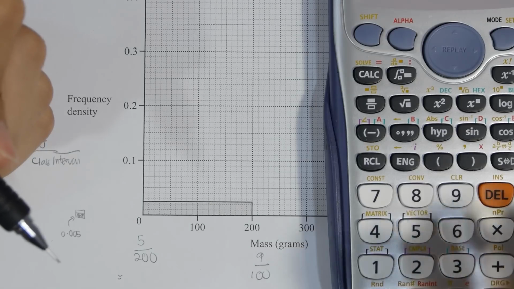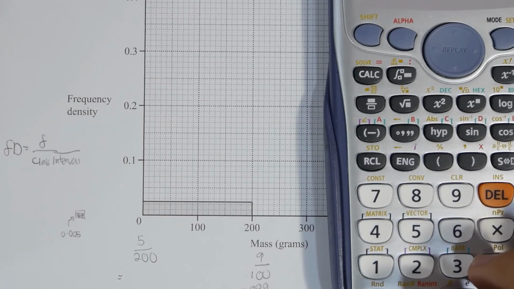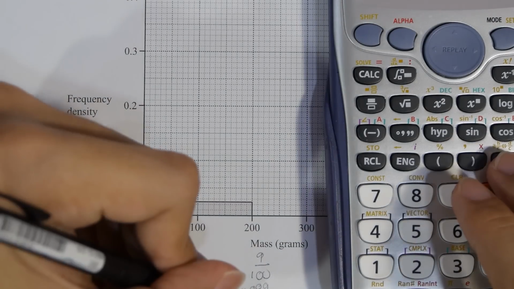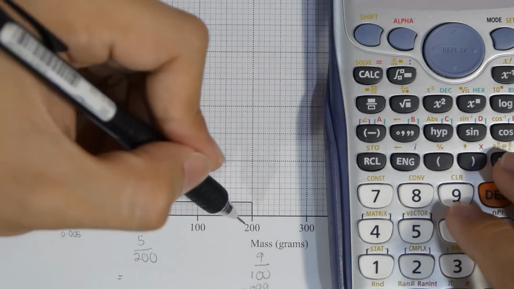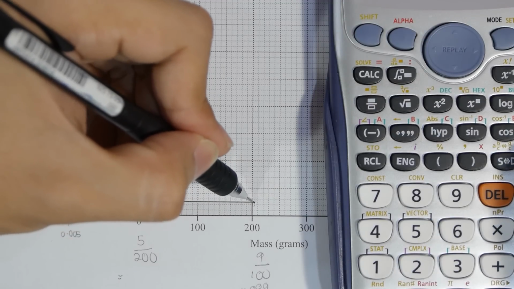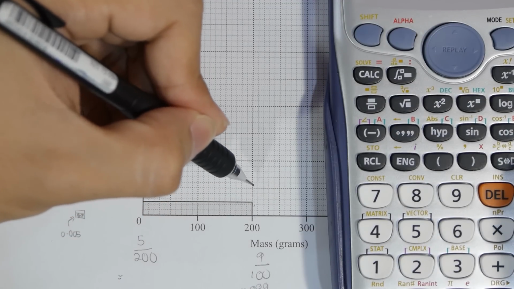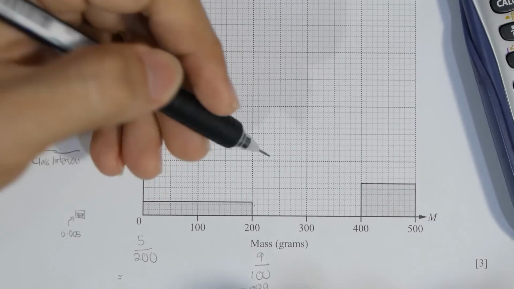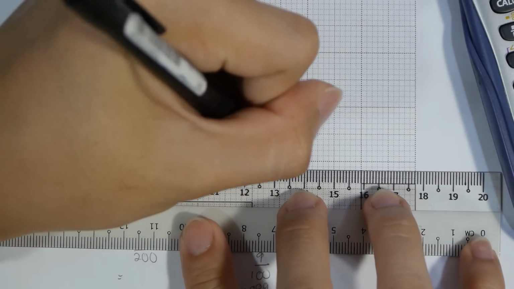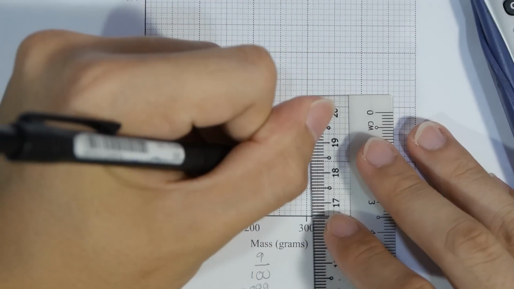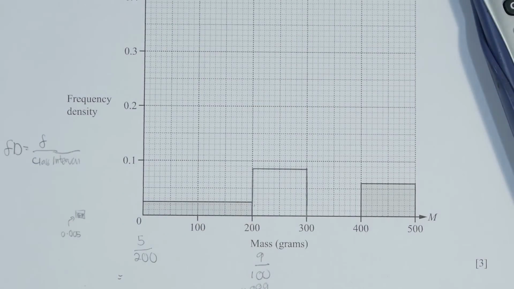For the group between 200 to 300, it will be 9 over 100. So the value will actually be 0.009. So you can just run the calculation and draw down the histogram.